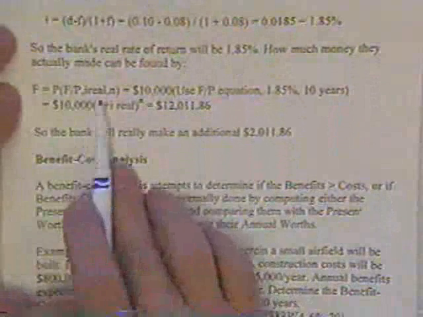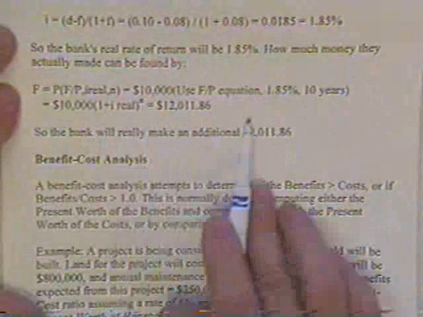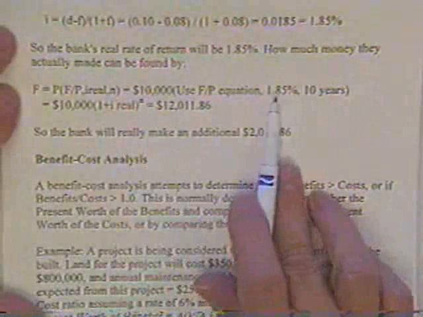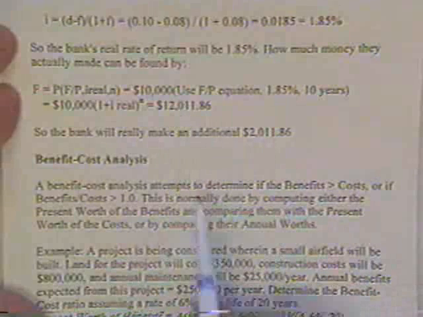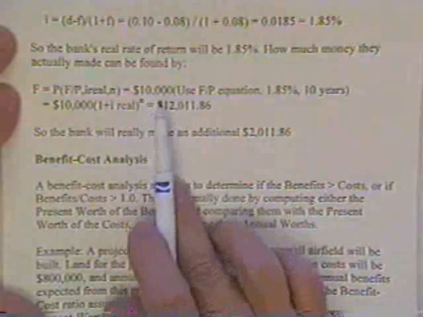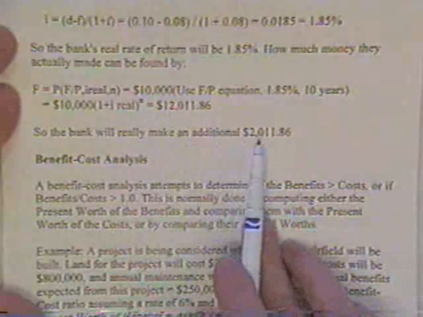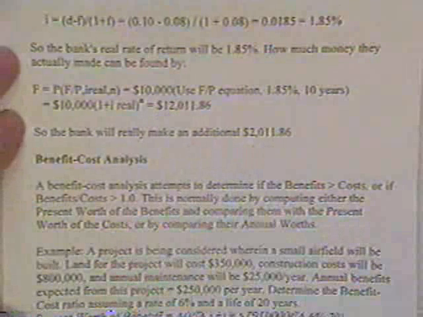You want to know how much they really make, you just drop it in the equation and use the real interest rate, and you get $12,000. They loaned you $10,000, so taking back out what they loaned you in the first place, they really make $2,011.